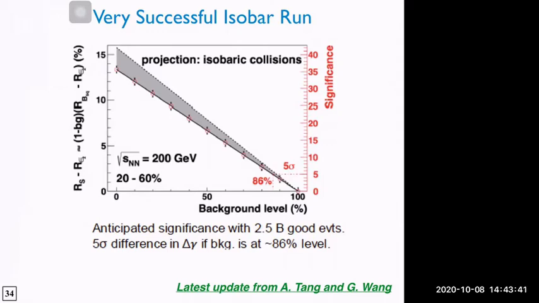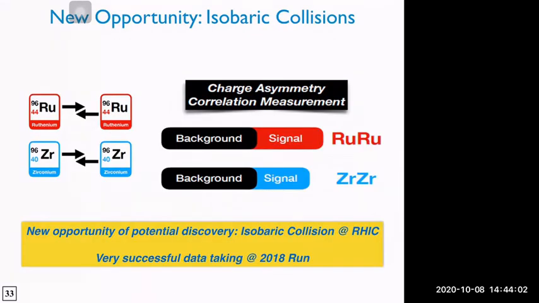This is based on the fact that STAR collected about 2.5 billion good events for each colliding system. The y-axis is the relative difference between the two systems. That depends on how much background you have. You can see in this plot, this is a schematic. Now, if the background is, let's say, 100%, of course there will be no difference between ruthenium and zirconium. On the other hand, if the background is limited, then we can see a visible difference between ruthenium and zirconium. So that's the idea.